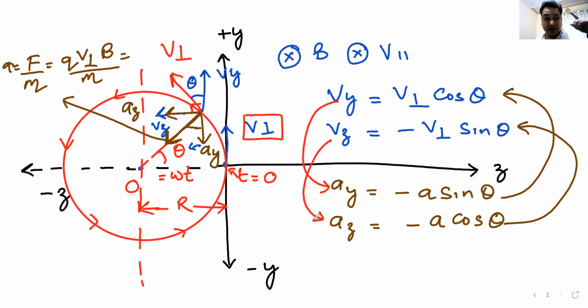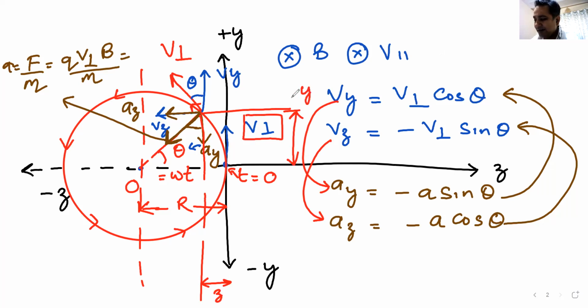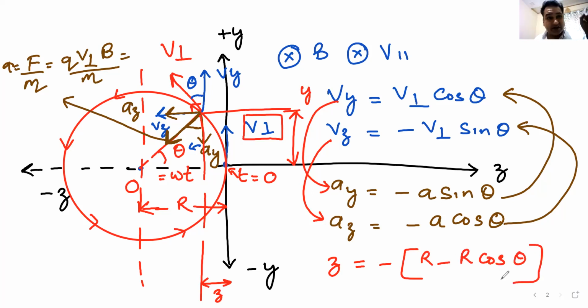Now, what are the x component and the y component? The x component of position we have already found out. How will you find out the y component? See, it is here, so this is the z component. It is here, so this is the y component. I understand that my drawing has become a little bit absurd, but I have drawn so many things there. How much is z equal to? Minus of r minus r cos theta. Well done, where theta is omega t, where omega is qb by m.